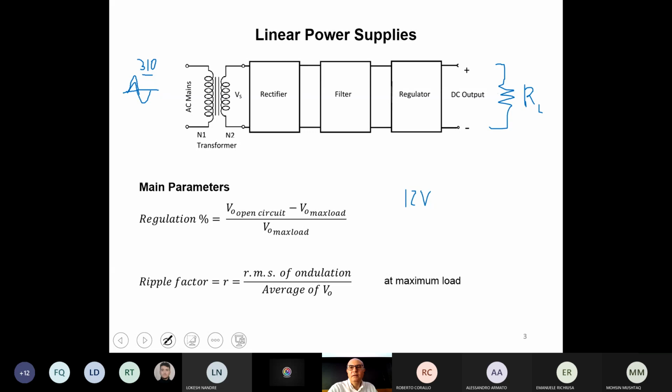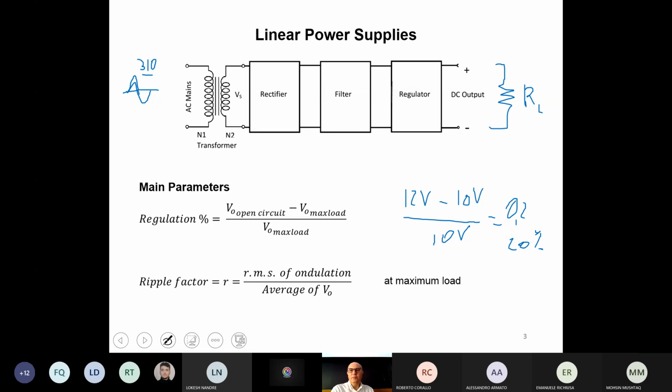Then I put a load, say drains 2 amps, I don't know, something, and I measure that the output voltage will go down to 10 volts. Divided by 10 volts, that is the minimum voltage. This makes 12 minus 10, 2 volts, divided by 10 is 20%. It's 0.2 or 20%. So we have a variation of 20%.